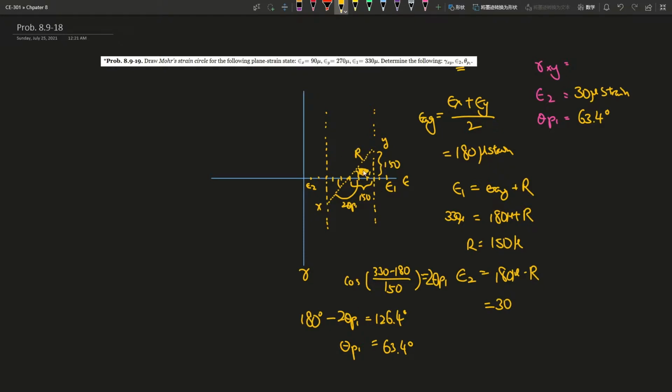We know two sides of the triangle, and we know the angle. So with a right angle triangle identity, you can figure this out really easily. Just remember that this is the maximum, but remember to times 2 once you find the actual one. That's the only difference between the stress and strain Mohr circle.